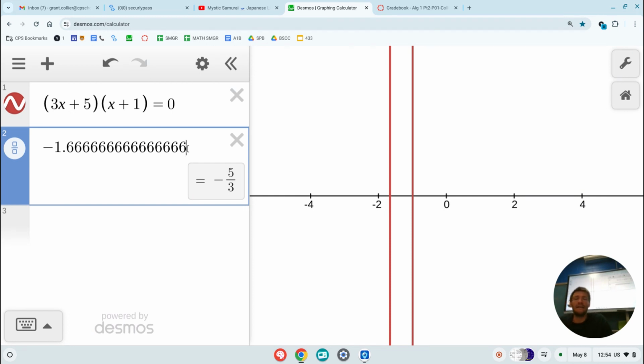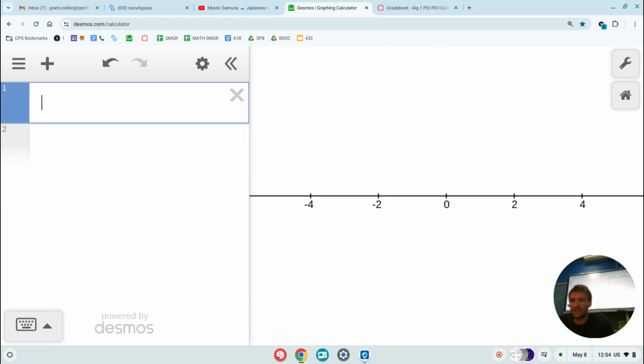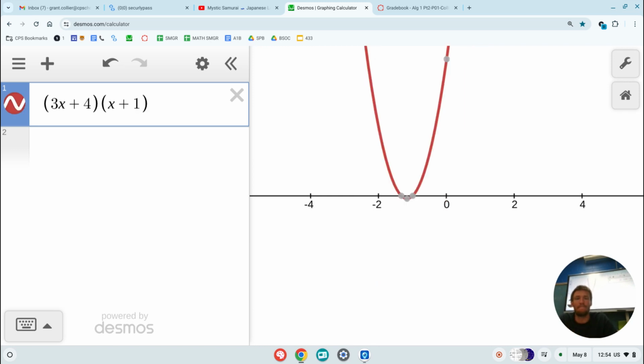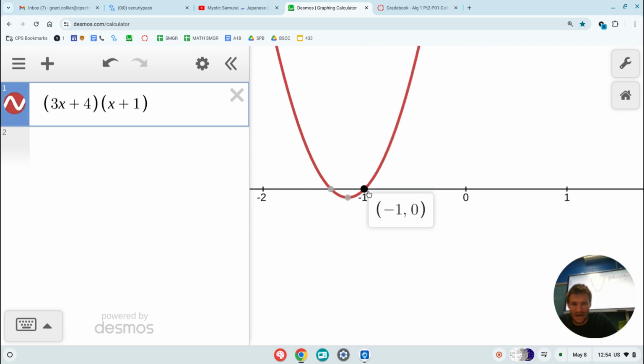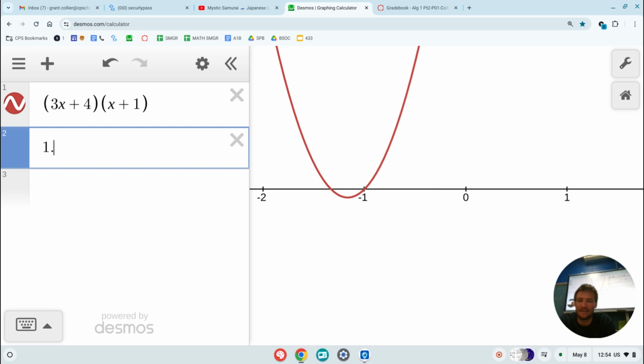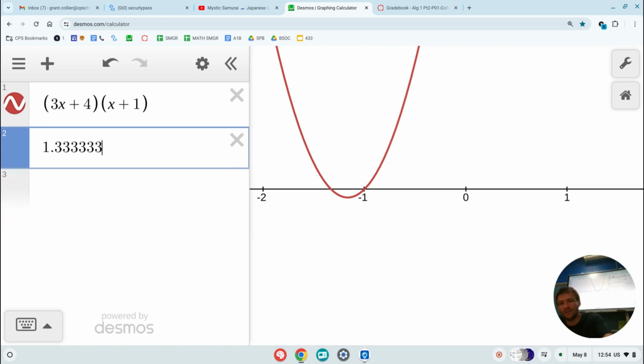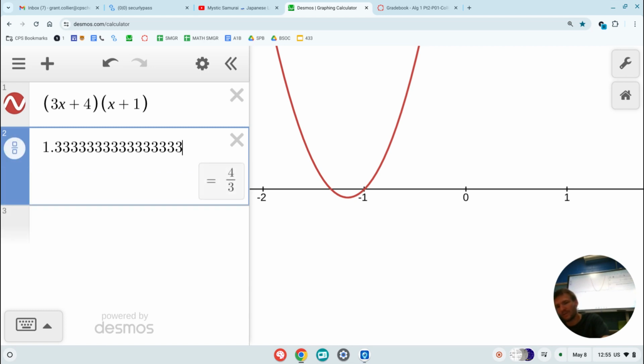But if you see something, and I'll just make up a question here. Let's see, we see a graph that looks like 3x plus 4, parentheses, x plus 1. And we zoom in and we get these two graphs. Now this one says 1.333, and it's a very similar process. 1.333 isn't really going to work for you, so you got to keep those 3's going. 333, now it disappears. Trust the process. 3, and then it's going to come up 4 divided by 3.